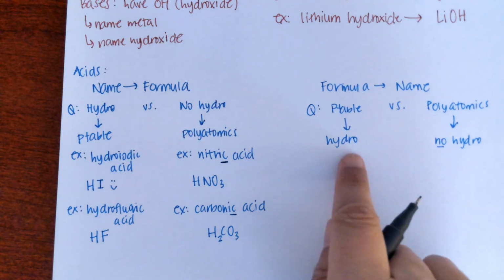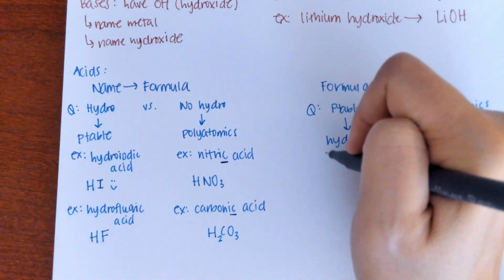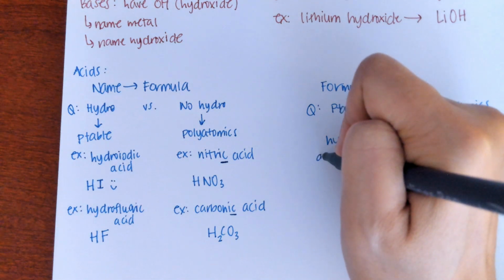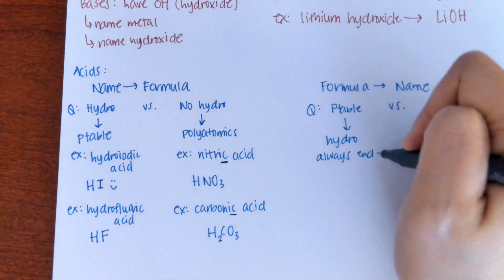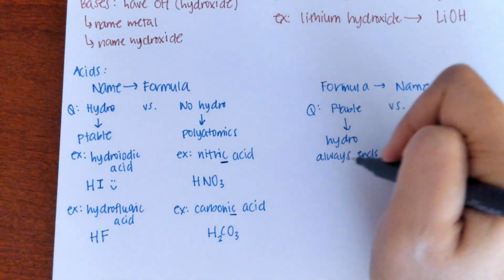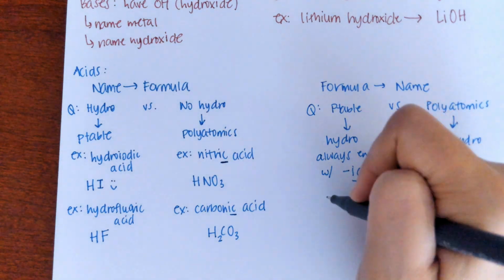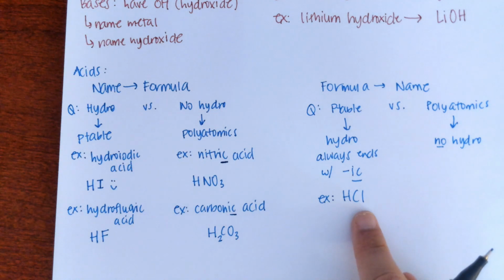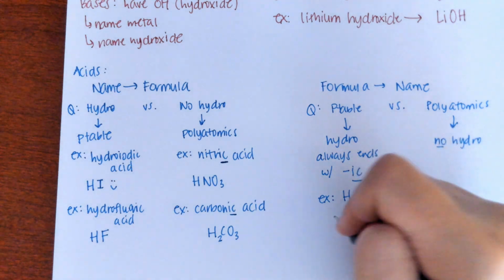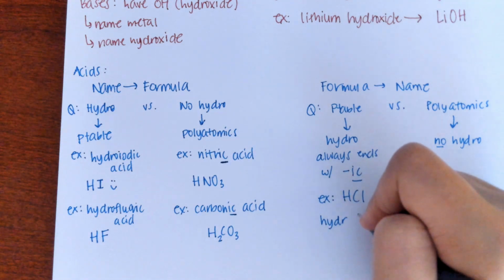The hydro one is actually the easiest one, because all you have to do is, so hydro, what's the ending always? Always ends with ic. So for example, HCl, Cl is from the periodic table, so hydrochloric acid. And you have to add the acid at the end.